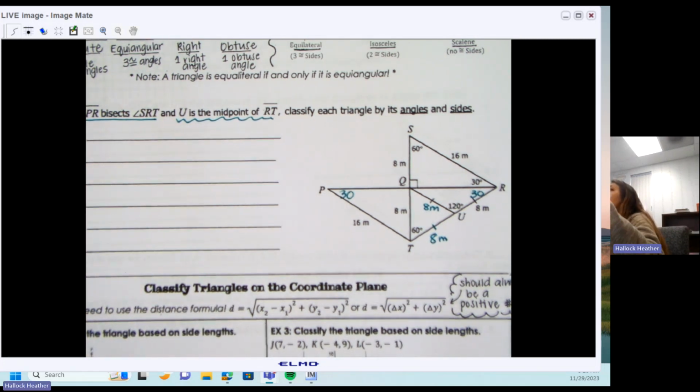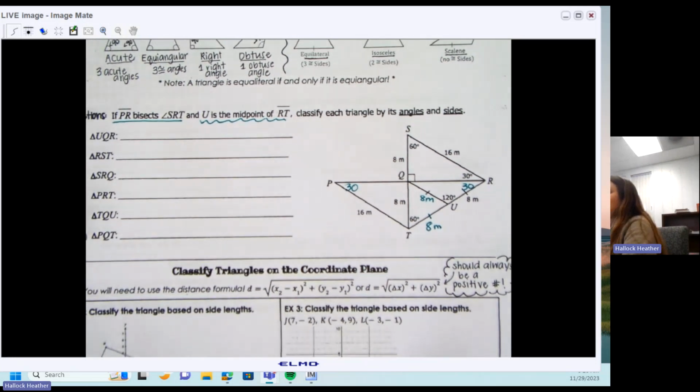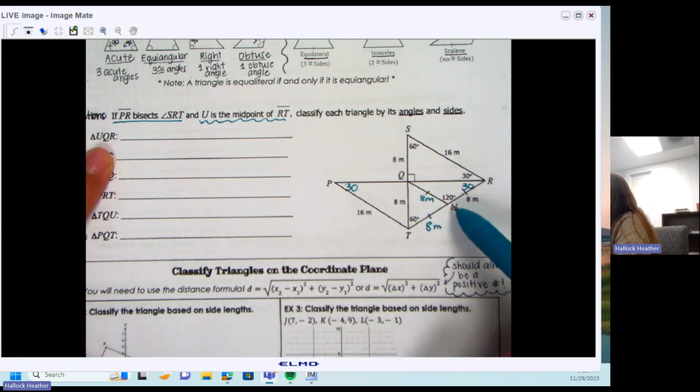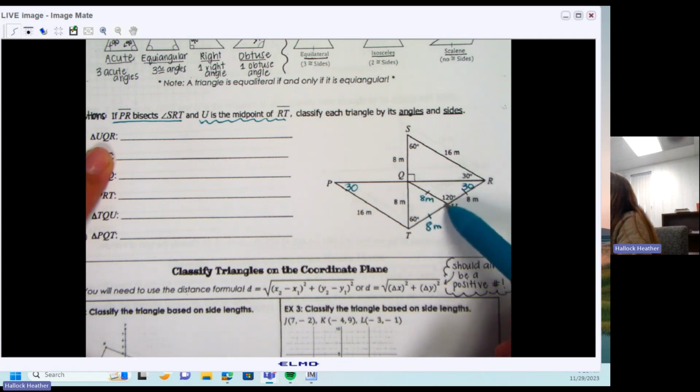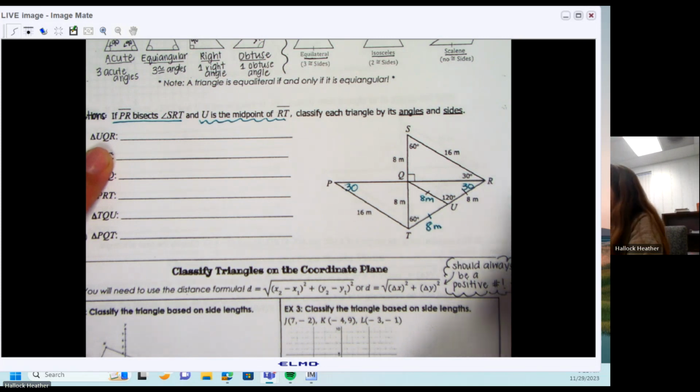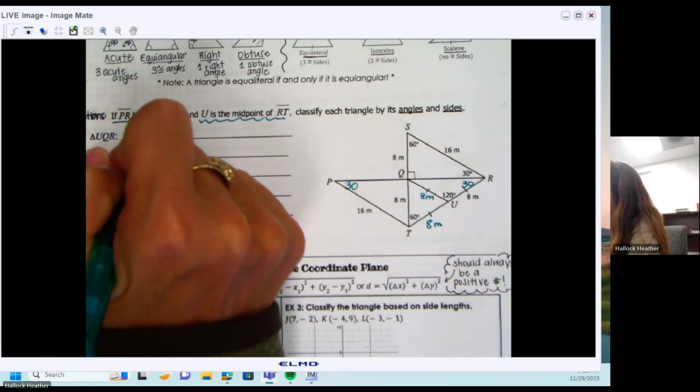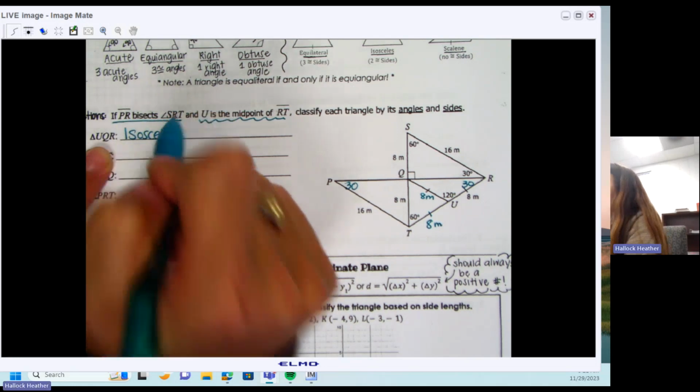So I'm going to look at the first triangle that they tell me. The first triangle says UQR. So UQR is right here. I need to decide, is this an equilateral triangle? Is it an isosceles triangle? Or is it a scalene triangle? If there's 2 congruent sides, we have 8, and we have an unknown, obviously longer side. So what type of triangle would that be? Isosceles, perfect. So that's using the sides.